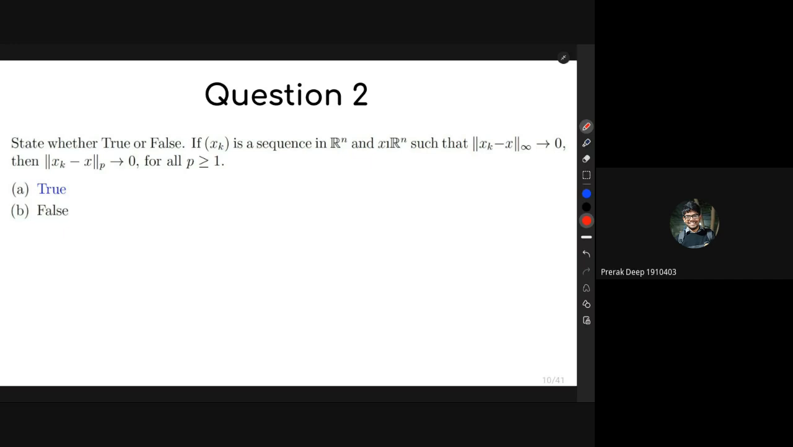So what do you guys guess? What should be the answer? This question requires an observation from the previous discussion we had. In one of the questions we found a bound on these norms, in particular the relation between the supremum norm and the other norms. So the idea is to use that relation.